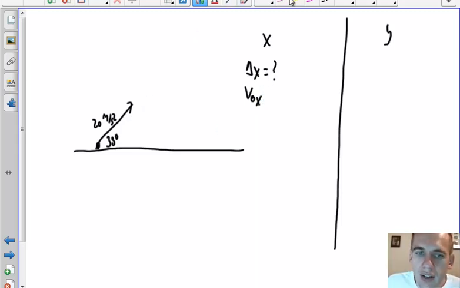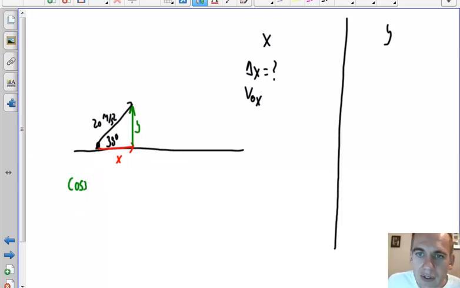Remember, this thing is kicked at an angle. That means some of that velocity is to the right in the x direction, but some of that velocity is vertical in the y direction. And just like dealing with forces, we can deal with velocities. So if I want to know the initial velocity in x, that's the side adjacent to my angle, so I'm going to use the cosine.